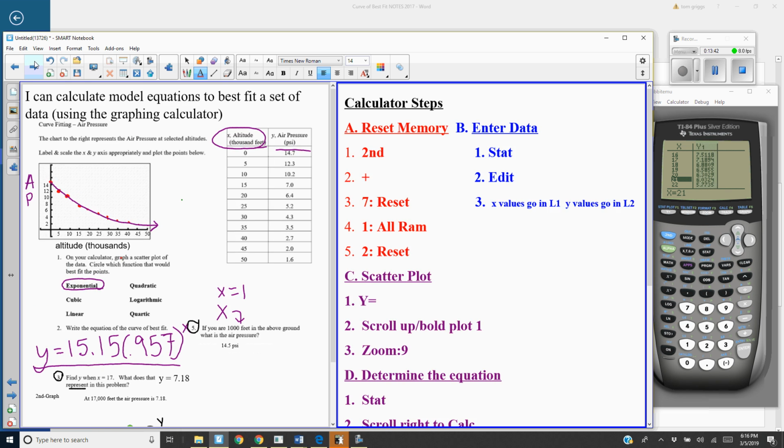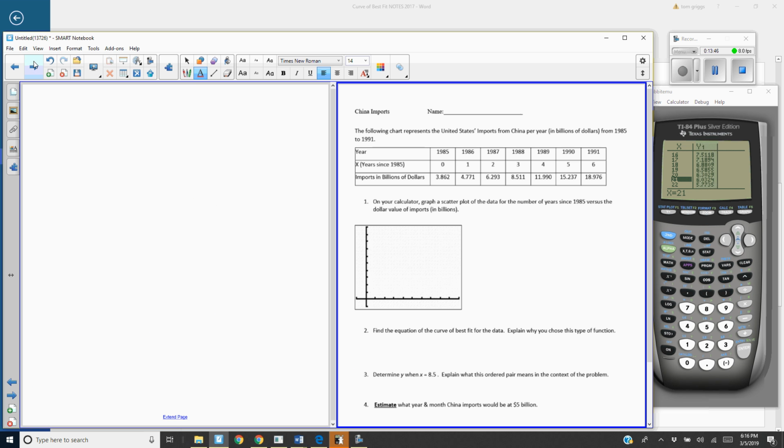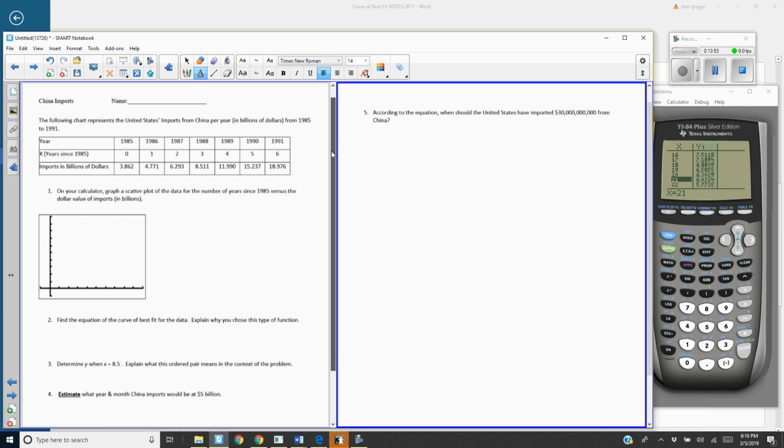So keep those steps. You're going to repeat those steps, and then I want you to do the China imports problem. I'm going to kind of answer some of the questions as you go. I would encourage you, though, to pause it and do as much as you can. And if you need to see some of the work as you go, you can hit play and see some of this. So here in about 10 seconds, I'm going to show you some of the first answers to the problem.